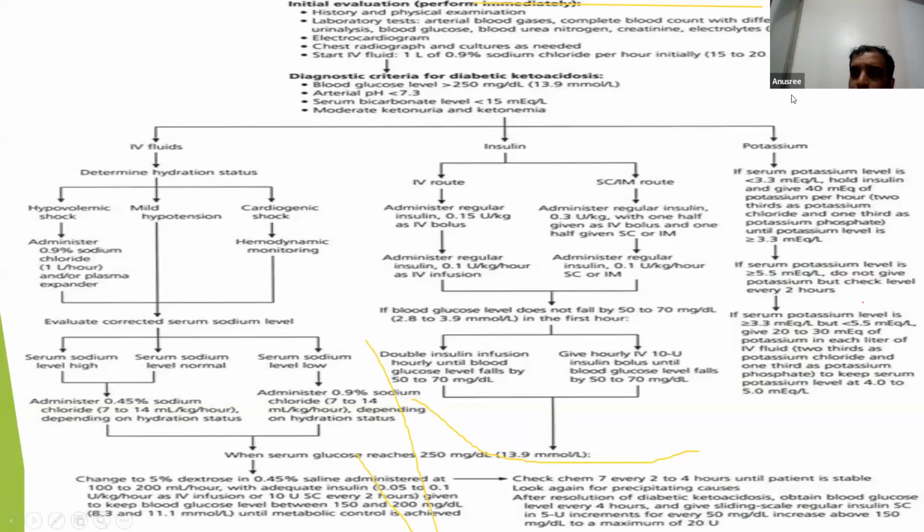Potassium correction is a little challenging in these patients, because we have to continuously monitor the potassium level. When insulin is initiated, potassium will go down. So if it is less than 3.3 milliequivalents, then hold insulin for some time and give 40 milliequivalents of potassium per hour, and look at the values. And if the serum potassium level goes beyond 5.5 milliequivalents, don't give extra potassium. Check every two hours. Our main aim is to keep it between 3.3 and 5.5. And once it is okay, we can continue with 20 to 30 milliequivalents of potassium.